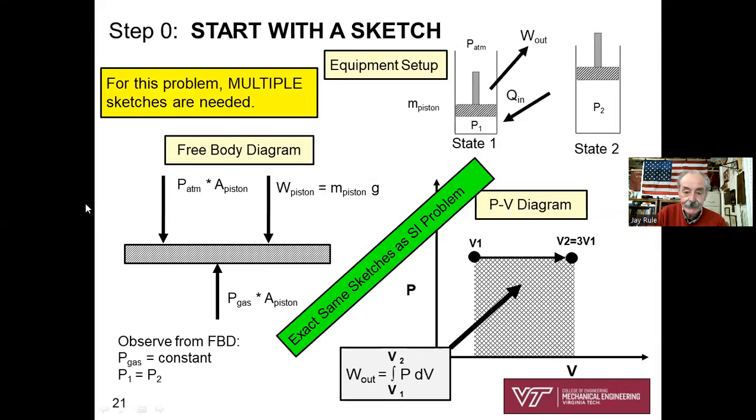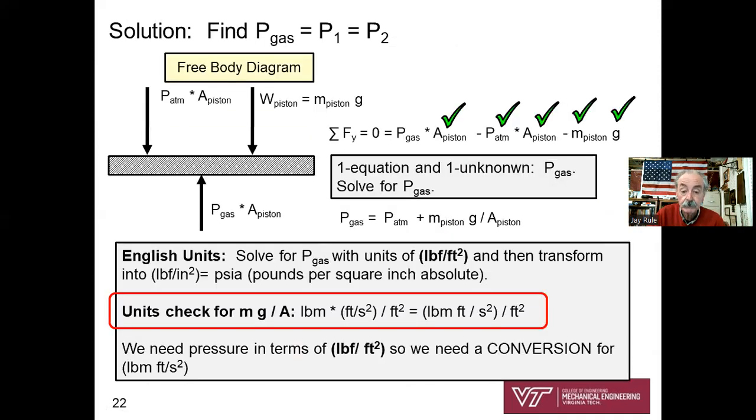So exact same, start with a sketch, exact same free body diagram, and exact same pressure volume diagram. Notice how there's no units shown on this start-with-a-sketch business. Okay, so now find P of the gas. Looks very similar. I did a copy and paste screenshot for my free body diagram, and a copy and paste of the derived expression for P of the gas, but now let's be very careful and look at units.